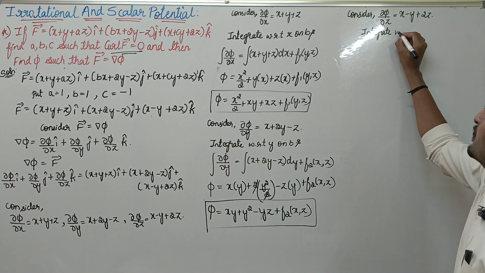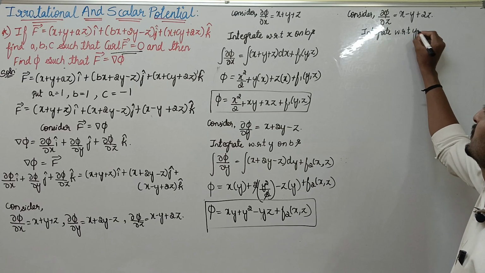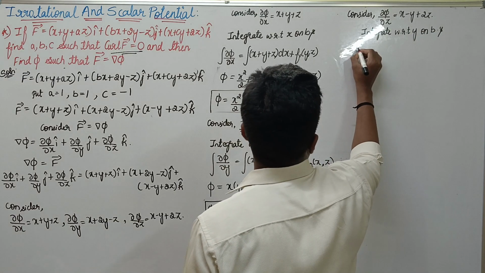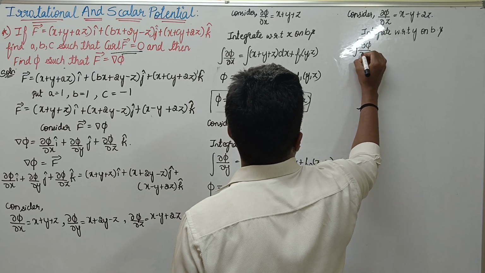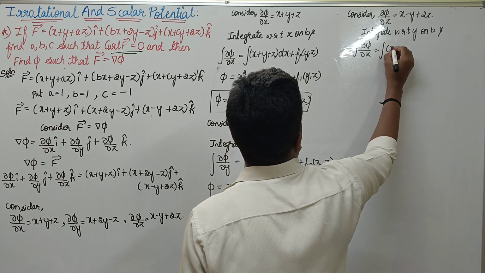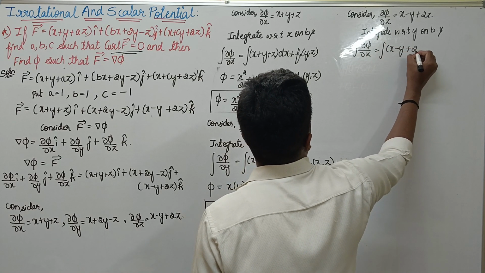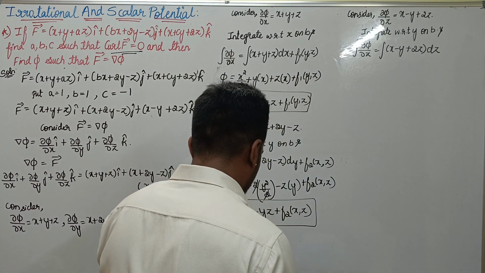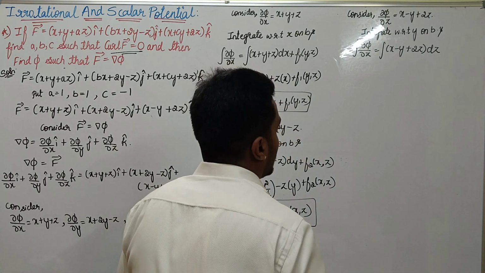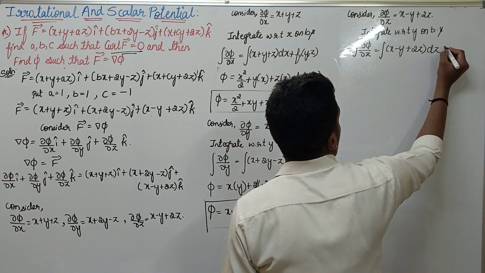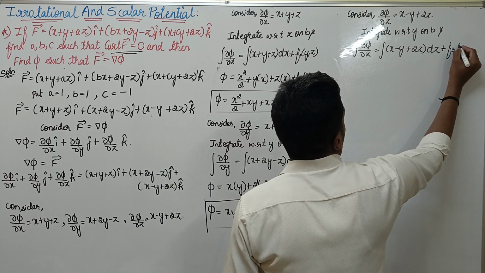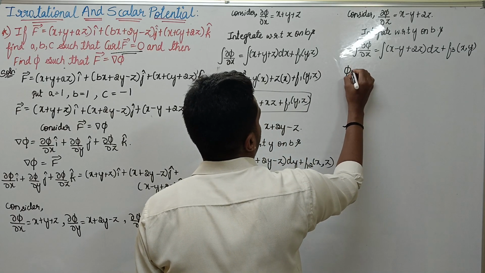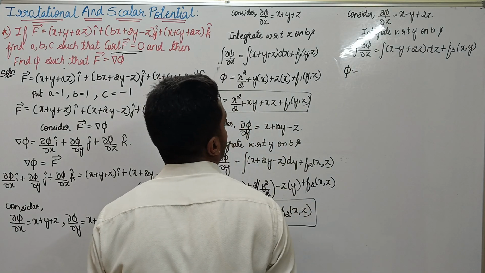Integrate with respect to z on both sides. What do you get? Integral of dou phi by dou z, which is equal to integral of x minus y plus 2z dz. Since I am integrating with respect to z, x and y remain constant, plus f3 of x comma y. Now integration and differentiation get cancelled, just to get the function phi.